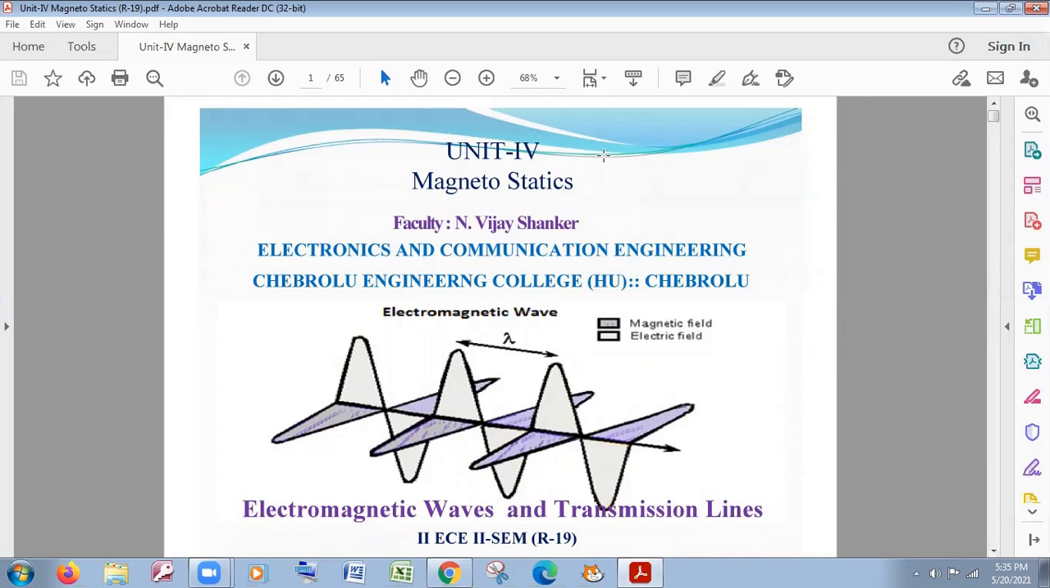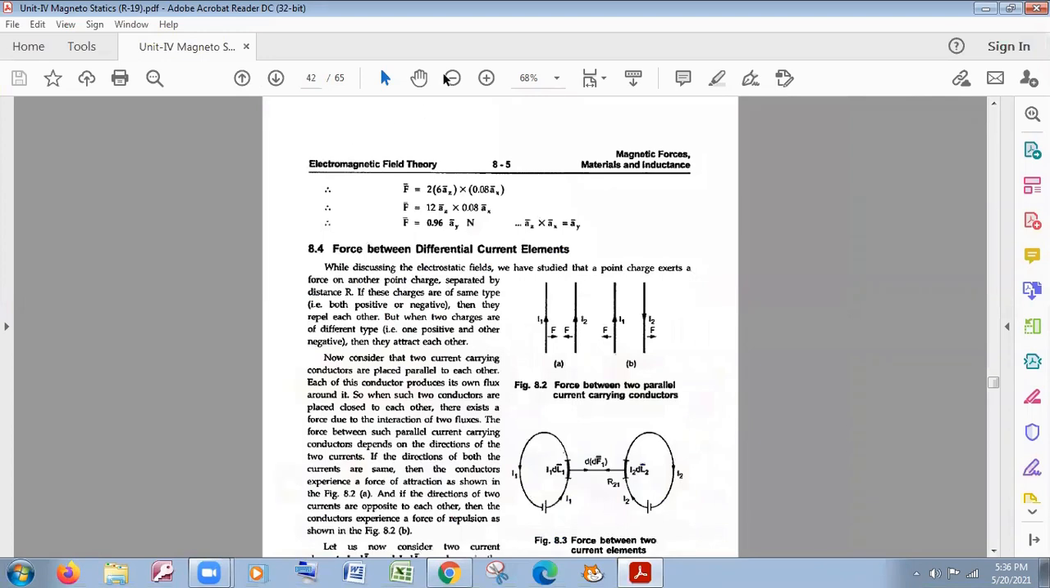Today, we are going to discuss another topic in magnetostatics, that is the fourth unit: force between differential current elements. Force between differential current elements.